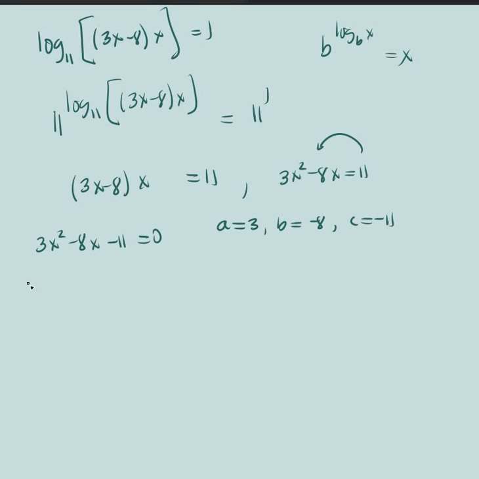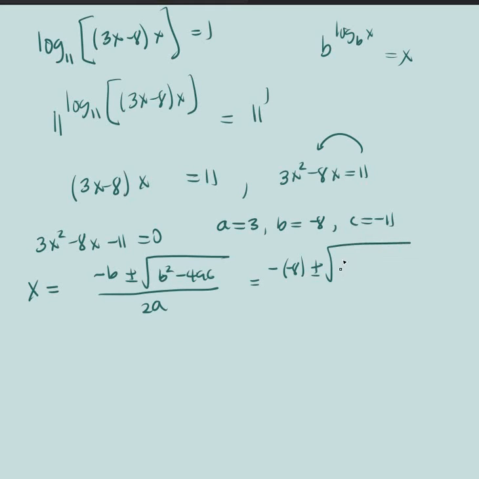And using the quadratic formula, it says x is equal to minus b plus or minus square root of b squared minus 4ac, divided all by 2a. Then we will have minus negative 8, which is going to be positive 8, plus or minus square root of negative 8 squared, which is 64, minus 4 times 3 times negative 11, which is going to be 132. All of these divided by 2 times 3, which is going to be 6.